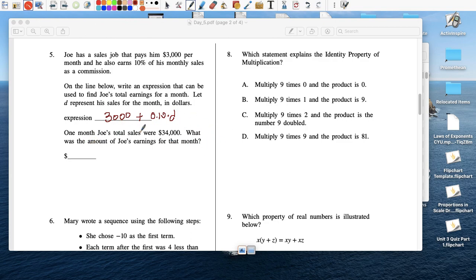One month his total sales was $34,000. How much money did he make? Well, he takes $3,000 no matter what, plus he takes 10% of whatever he sold. So we're going to take 10% of his sales, which was $34,000. This particular month, he would take the $3,000, and 10% of $34,000 is $3,400. His take home before taxes would be $6,800.